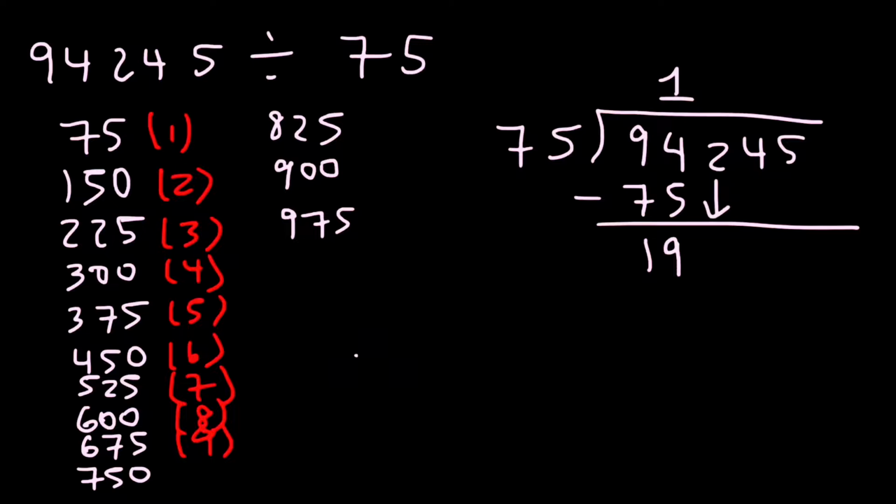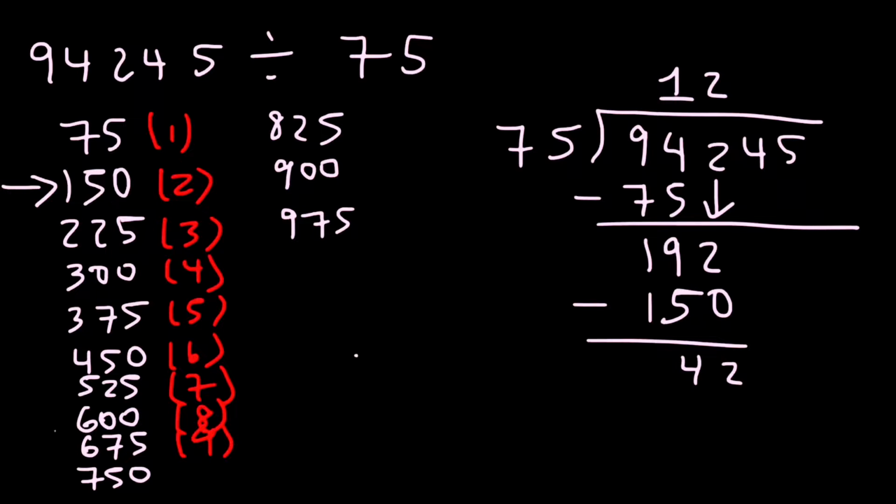Now let's bring down the 2. So how many times does 75 go into 192? Well, 3 is too much because 225 exceeds 192. So it's going to go into it at least 2 times. 75 times 2 is 150. And 192 minus 150, well, 2 minus 0 is 2. 9 minus 5 is 4, so it's 42. Now let's bring down the 4.